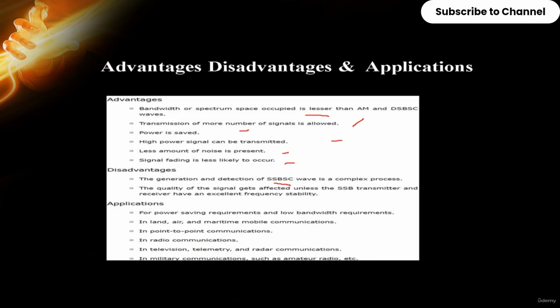If we see the applications of these signals, they are used in various types of maritime applications, mobile communications, point-to-point communications, radio wave communications, televisions, telemetry, and military communications.